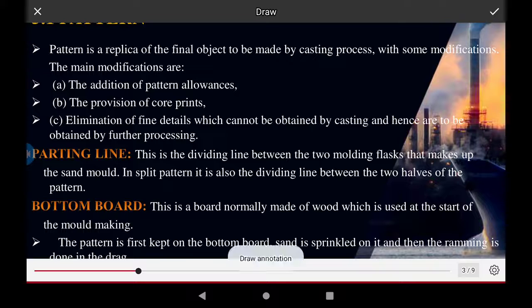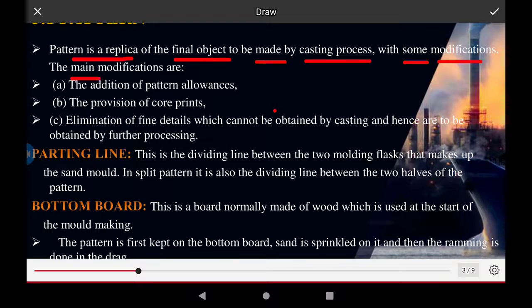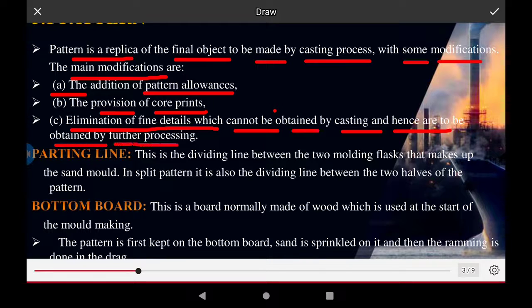Pattern, what is the pattern? The pattern is a replica of the final object to be made by the casting process with some modifications. The main modifications are the addition of pattern allowance, the provision of core prints, and the elimination of fine detail which cannot be obtained by casting and hence has to be obtained by further processing.